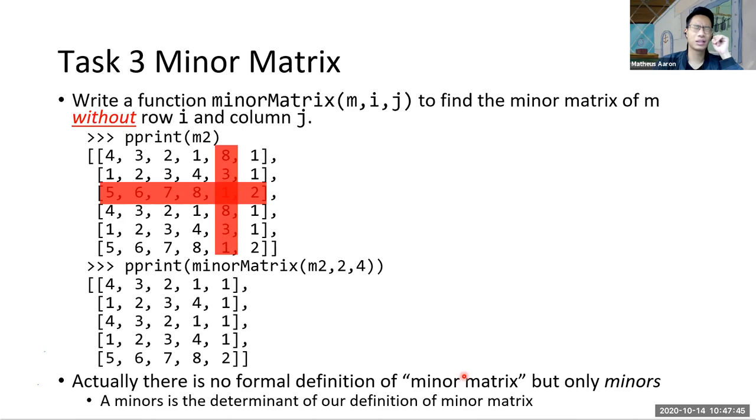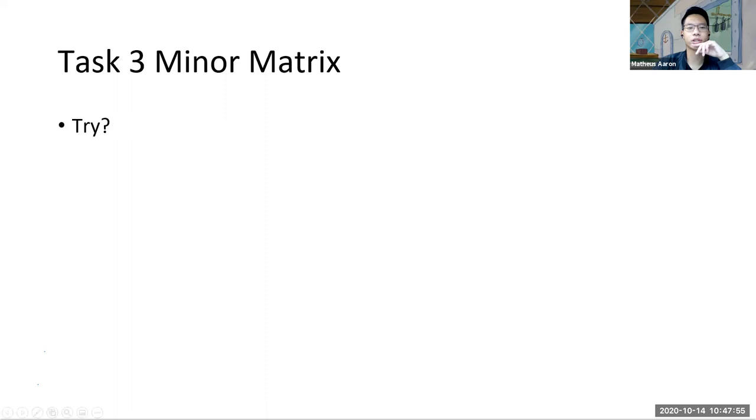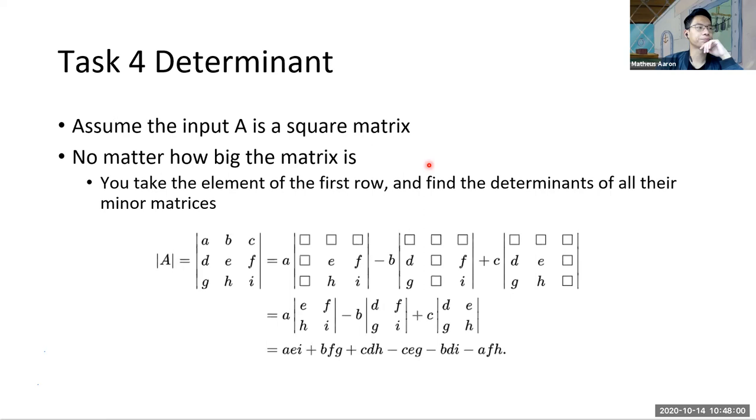This minor matrix is not really a formal math definition. The reason is we want to use it in our next question, which I'm going to show you, which is determinants. So the value of a determinant can be figured out in this way. The determinant of A equals: you take the elements of the first row, and then you find the determinants of all its minor matrices. Meaning, I take the first row as a point of reference, and for each item in that row, I multiply it with the determinant of the minor matrix, and the minor matrix is generated from the matrix without the row and the column of that particular item, if that makes sense.